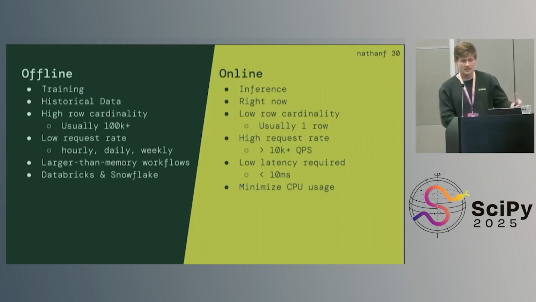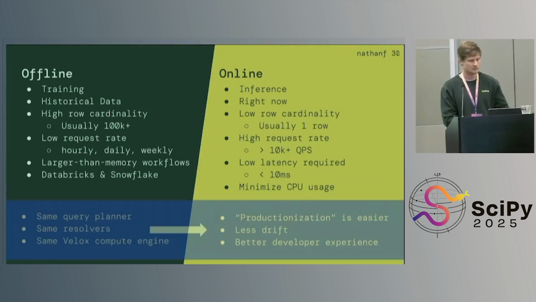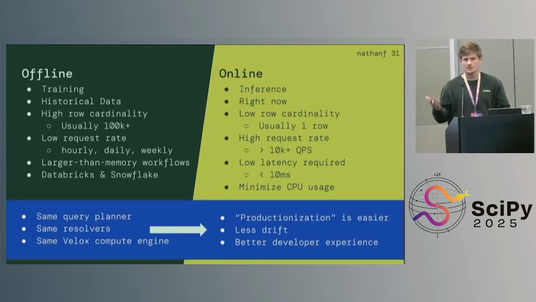And so for the online case, we can swap out some of the operators that Velox uses and, for example, say we don't ever want to spill to disk if we're running an online query, and so we can avoid a lot of expensive checks. What this lets us do, by just using Velox with different styles of operators in the online and offline context, is have the same query planner, the same resolvers, the same functions, so that you don't end up with drift when you implement something for training a model and when you actually want to go to productionize that model. It also leads to a really great developer experience.